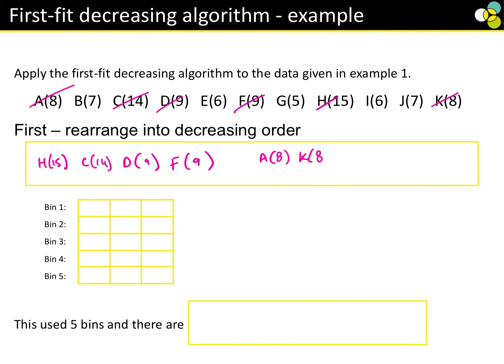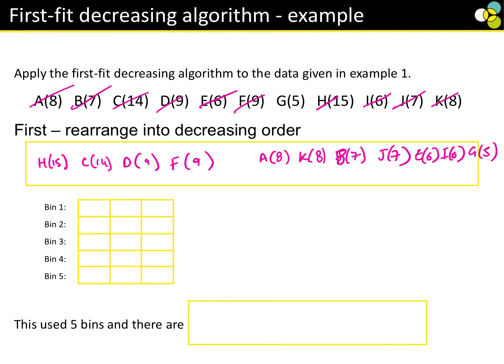A8, K8. J7. Then we've got, oh no, B7 first, sorry. Then J7. Then we've got E6. I6. And then we've got G5. Okay, make sure you write them in order. Okay, now we're going to fill the bins in.